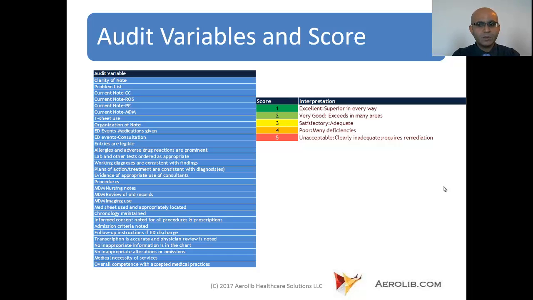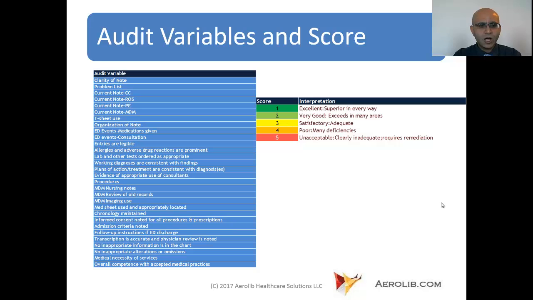Some of the audit variables are clarity of the note, problem list, chief complaint, review of systems, physical exam, medical decision making, all part of the EM guidelines, appropriate T-sheet use, organization of the note, ED events in terms of medications given and consultation, whether the entries are legible, documentation of allergies and adverse drug reactions, lab and other testing which is appropriate, working diagnosis which is consistent with findings, plans of action, treatment, evidence of appropriate use of consultants, procedures, medical decision-making, nursing notes, review of old records, imaging use, whether the med sheet has been used appropriately.